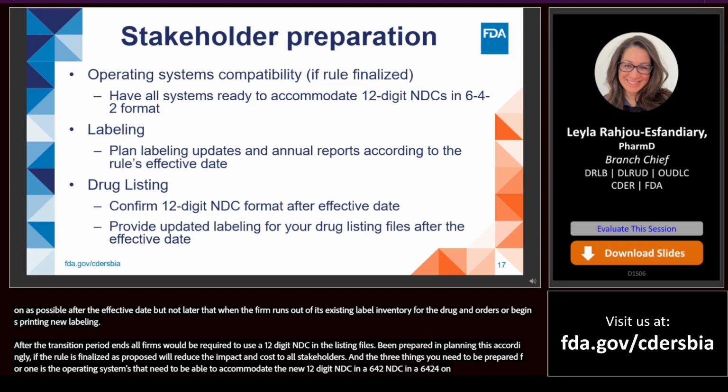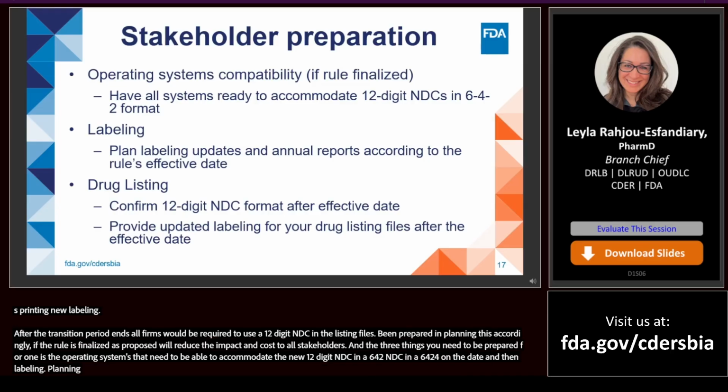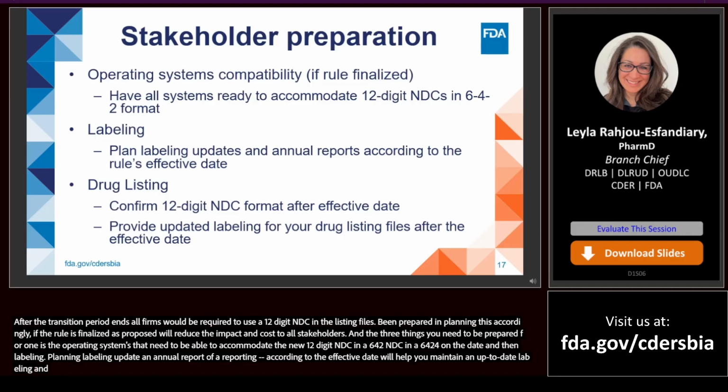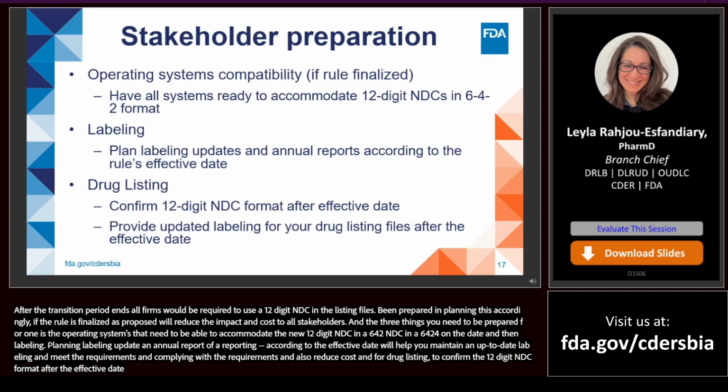So planning labeling update and annual report according to the rule's effective date will help you maintain up-to-date labeling, meet the requirements, and also reduce cost. And also for drug listing, to confirm the 12-digit NDC format after the effective date, and provide updated labeling for the drug listing file when those updates are required in your drug listing.